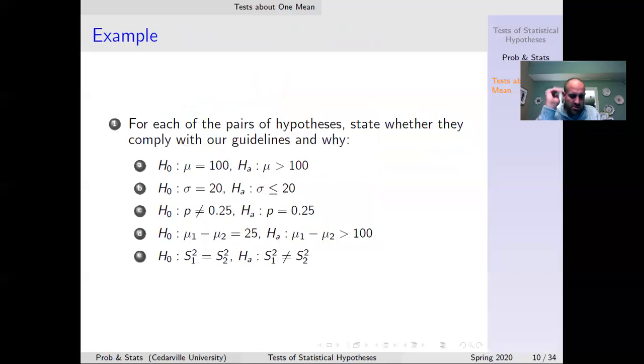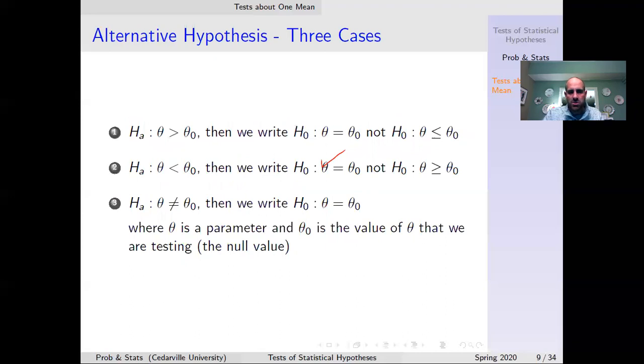Okay. So for each pair of hypotheses, state whether they comply with our guidelines and why. All right, so is number one okay? Well, the null has mu equal to 100, and the alternative is that mu is greater than 100. Yes, that would be okay. You have equality in the null, and you have a strict inequality in the alternative. Remember, if I go back here, you either have a strict inequality or just not equals. Those are the possibilities for the alternative.